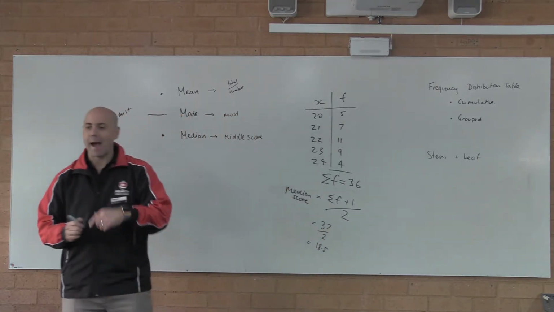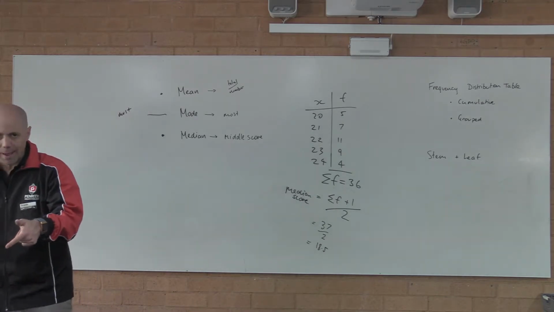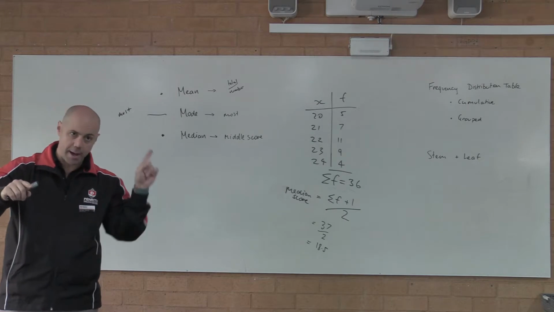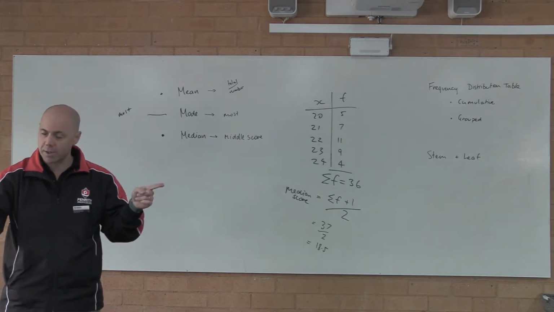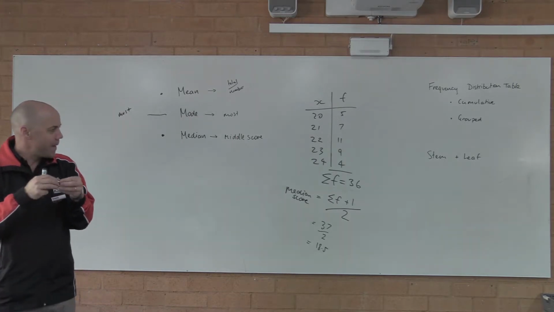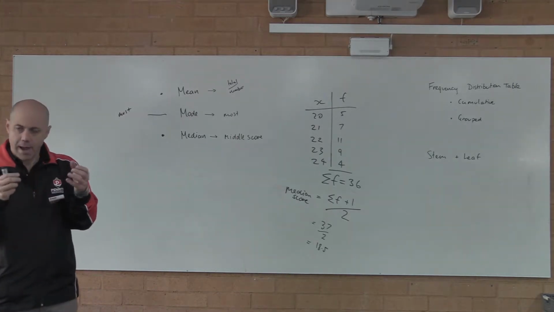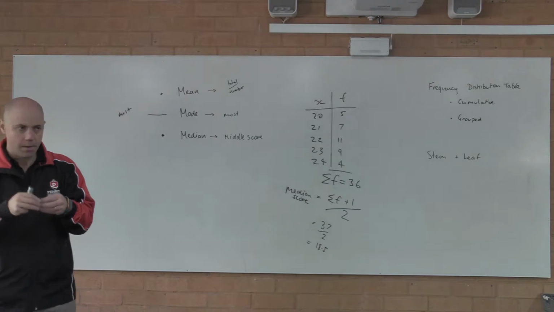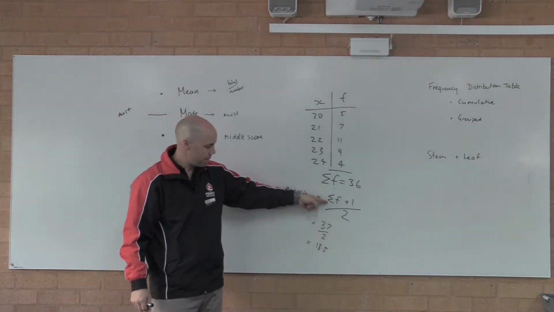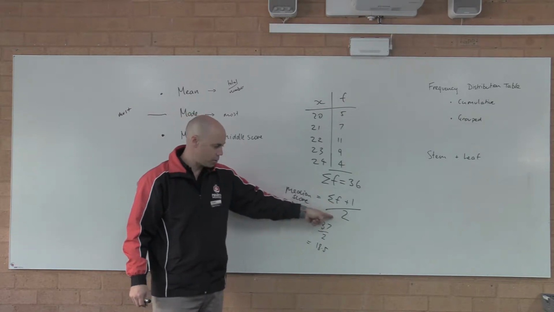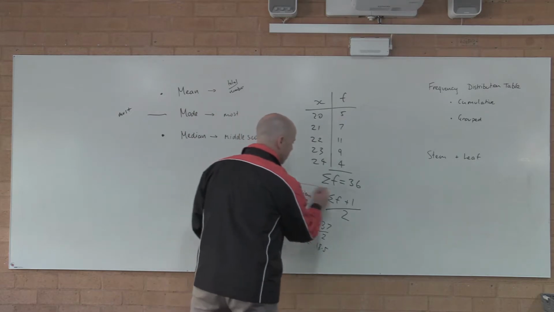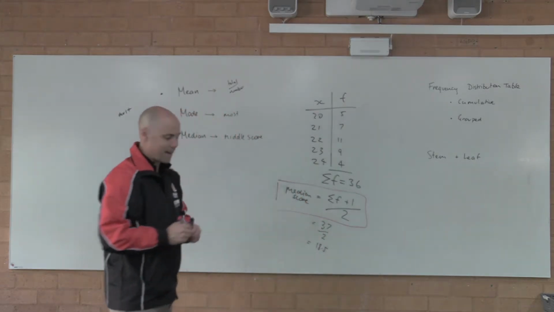That means our 18th score and our 19th score. So it's 18 and a half, that means the one either side of that. 18 and 19 are the two middle scores. We've got to find what they are, and then, if we need, add them together and divide by 2. So this tells us the median score: sigma F plus 1 divided by 2. That's a really important thing to remember when we've got a large set of data.